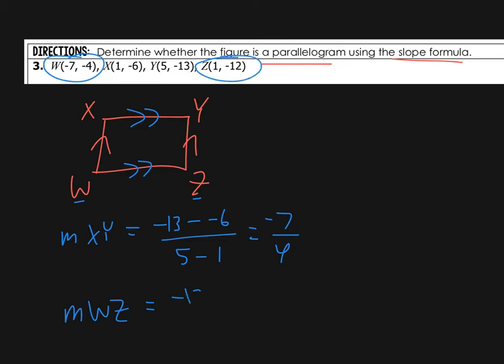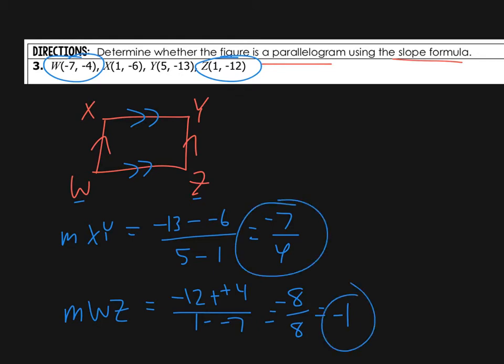We say negative 12 minus negative 4 all over 1 minus a negative 7, and that's going to be 8 over 8, which is 1. I'm sorry, this is a negative 8, which makes this a negative 1. And all of a sudden, we got ourselves a problem. These slopes are not equal, so at this point, I think I could just stop and say, no.